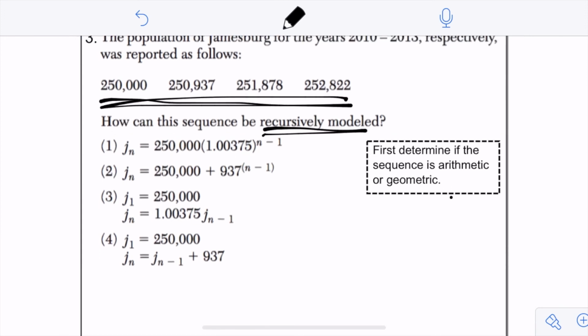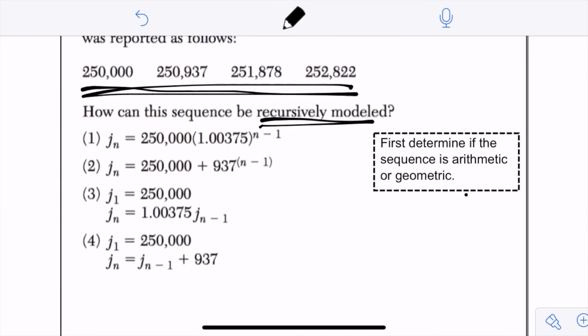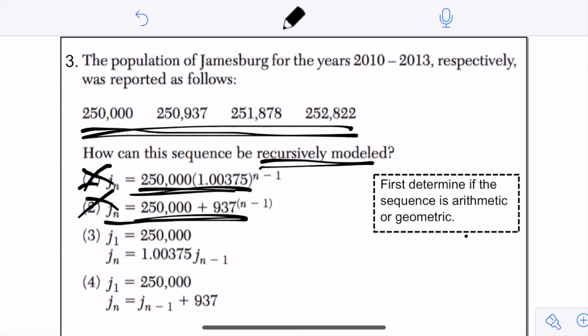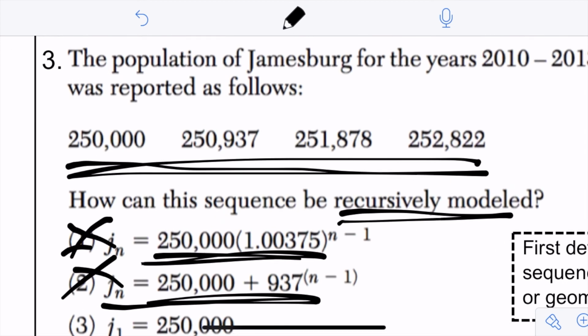So again, for it to be a recursive formula, we must have 2 different things that are being given. We must have the first term of the sequence as well as the rule. Okay, looking at these answer choices, I see that answer choice 1 only has one thing that's being given, and answer choice 2 also has one thing that's being given. So because of that, I can say that neither of those would be recursive formulas. Okay, now the next thing that we want to do is figure out if this is an arithmetic or a geometric sequence.